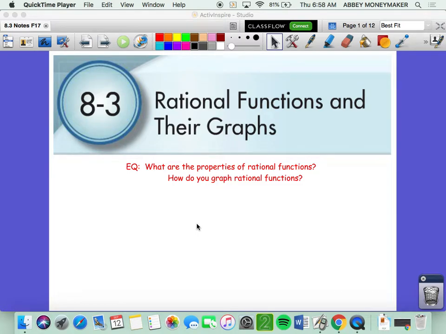All right, friends, let's keep this going and let's talk about 8.3 rational functions and their graphs. So, just a second ago, we talked about reciprocal functions, and rational functions look very similar to those reciprocal functions. So, that's why we do these two sections together. So, we're going to look at what are the properties of rational functions and then how do we graph them.